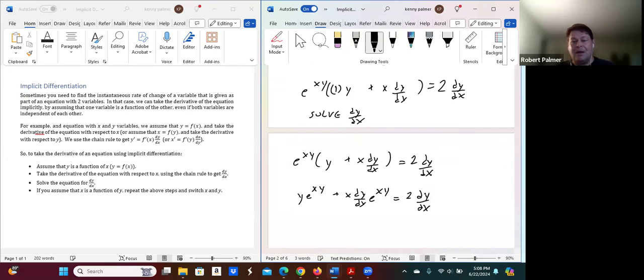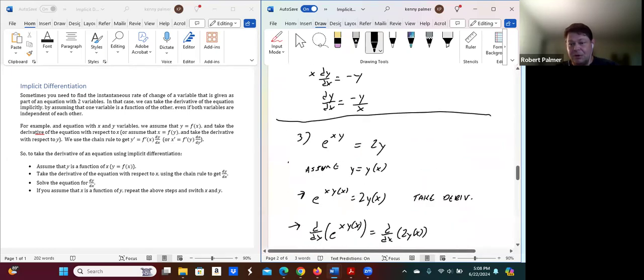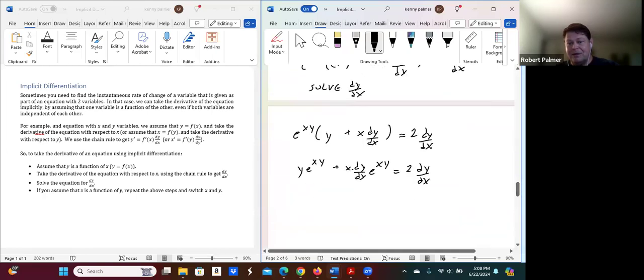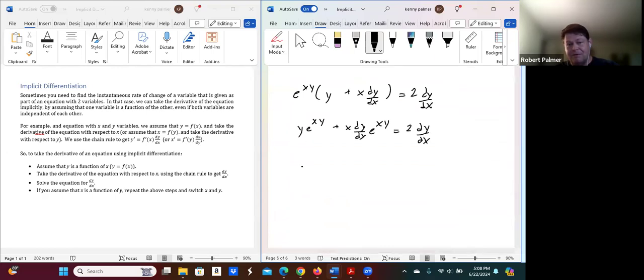Okay. Now, once again, we want to get the dy over dx's together and everything else on the other side. So let's subtract this term from both sides. Okay. So we still have this term left on this side, y times e to the xy. Then we're going to have 2 times dy over dx. Then we said we're subtracting this term from both sides. So minus x times dy over dx times e to the xy. Okay. So now we got the dy over dx terms on the same side.